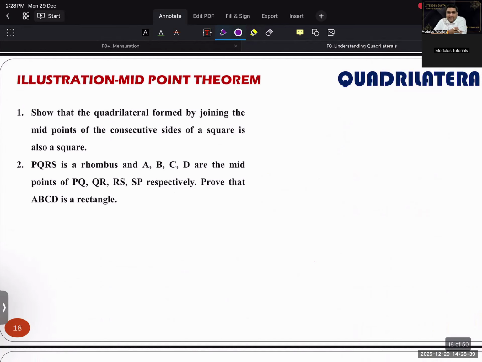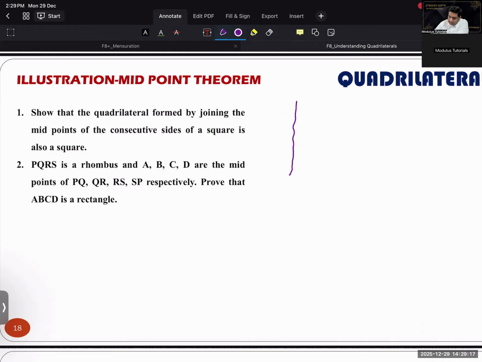Next is: show that the quadrilateral formed by joining the midpoints of the consecutive sides of a square is also a square. Right? Now, this is a very nice question. I've already told you in the theory, right? If you have a square outside, you are joining the midpoints, you will get a square. If outside is a rectangle, inside will be a rhombus. If outside is a rhombus, inside will be a rectangle, right? And if outside is a square, inside will be a square. Got it?